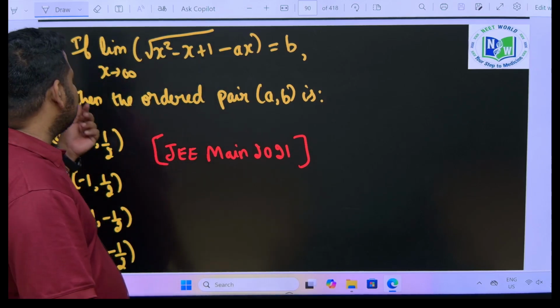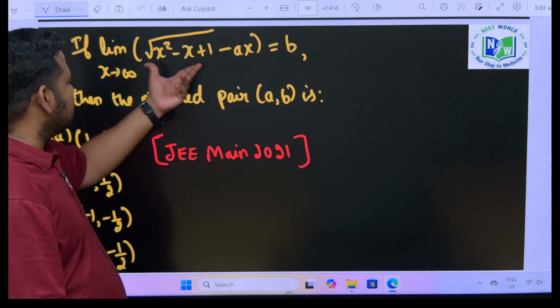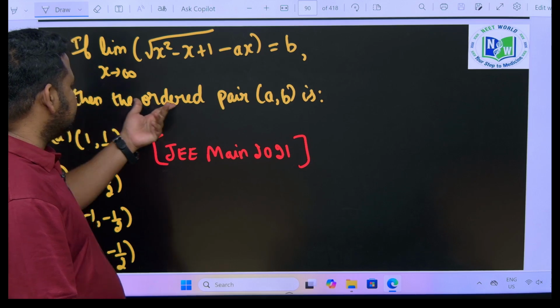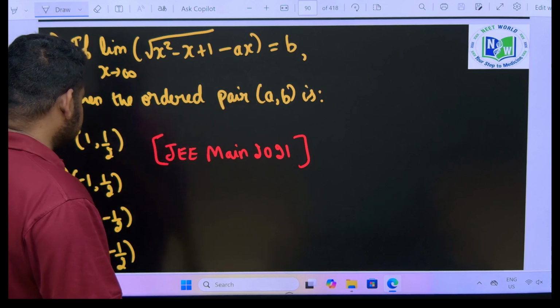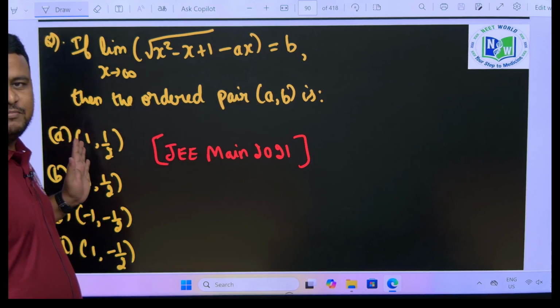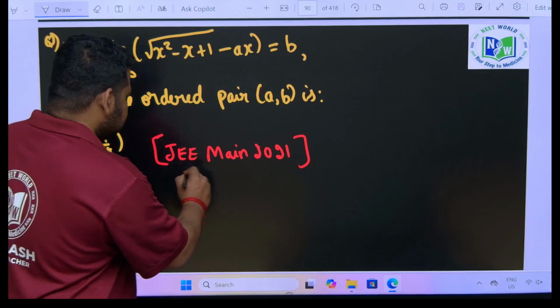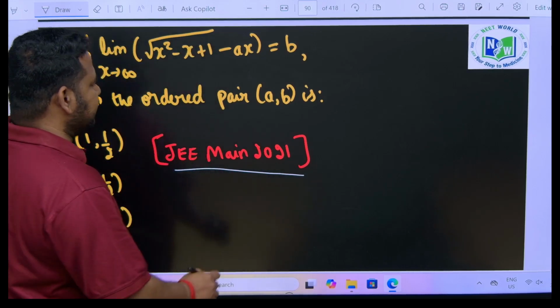So they are telling: limit of square root of this expression equal to something, equal to b, as x tends to infinity, then the ordered pair a comma b is. That means they are asking you to find a comma b, right?